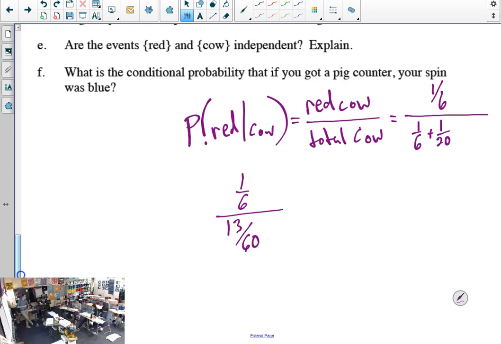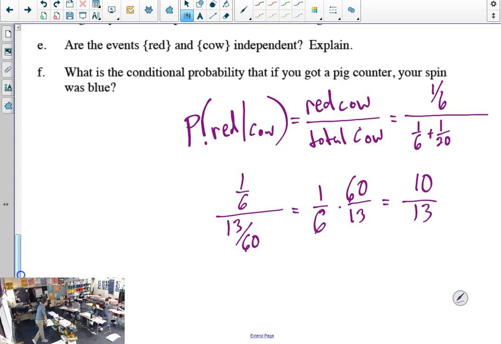Division by a fraction, what do we actually do? Multiply by the reciprocal. So 1/6 times... You should quickly see, because you're Math 2 students, that we can cross reduce. This becomes a 10, that becomes a 1. 10/3 or 3 1/3. 10/13. Be careful. Does that answer make sense to us? Because if we're getting a cow, what's more likely, that we got there by red or got there by blue? Got there by red. So then we can figure out the probability of getting blue, assuming we had a cow.